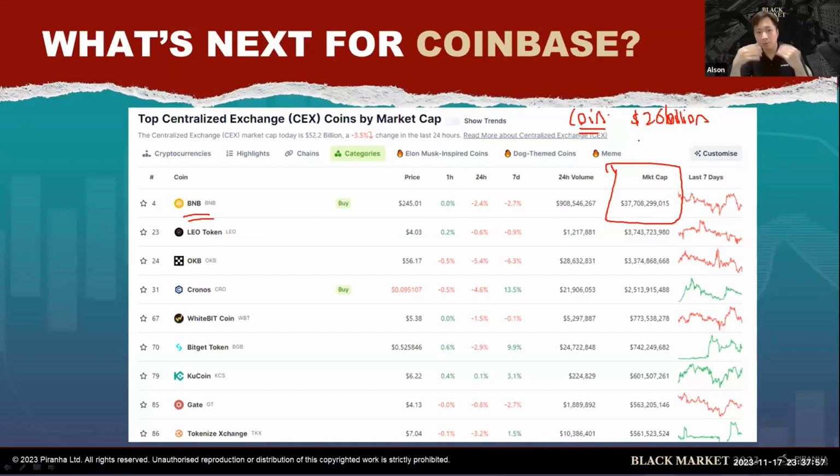Coinbase and many of the crypto exchanges will make a lot of money. The funny thing is that when the market is going up, there'll be more trading volume and the exchanges will make a lot of money. Okay? So that's my view fundamentally for Coinbase.